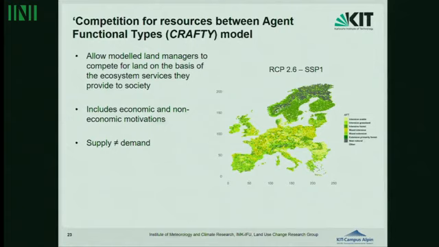The important thing about this sort of model is that it allows the modeled land system to develop on the basis of competition between land managers who can produce a range of ecosystem services and can have a range of economic and non-economic motivations for doing so. And so we don't have the equilibrium assumption that supply always equals demand that is a part of many global, large-scale, economic-based land use models.